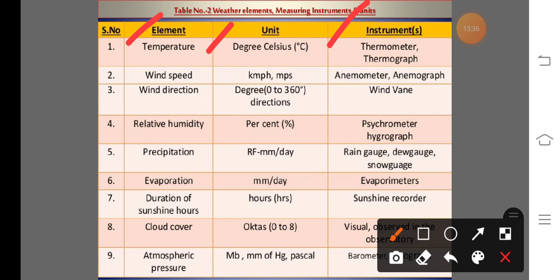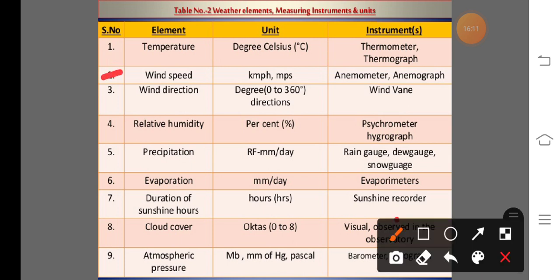First one, temperature, having units degree Celsius, degree Fahrenheit and degree Kelvin. This temperature is measured by the thermometer, including the maximum, minimum, dry bulb and wet bulb thermometer, and also a thermograph is used to measure the temperature. Here the thermograph records temperature continuously and automatically.